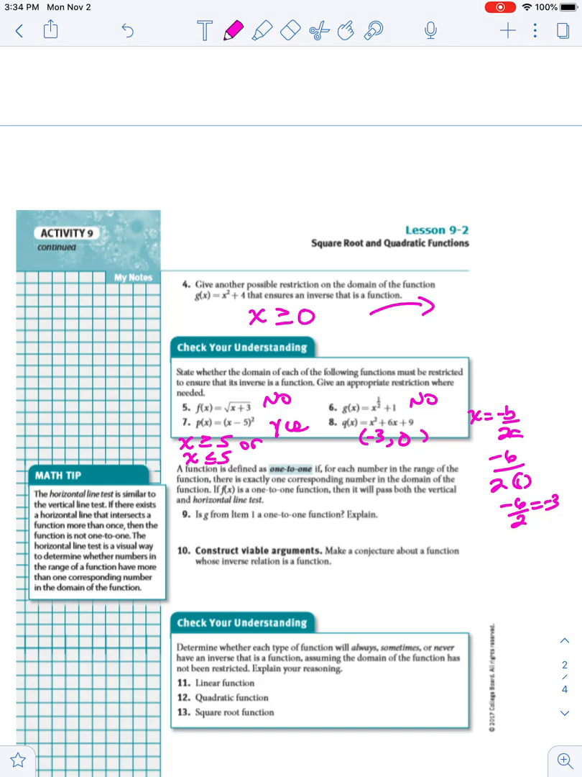This graph has been shifted to the left 3 units. And so all of our domain for our inverse function is going to have to be restricted to either greater than or equal to or less than or equal to negative 3. So either greater than or equal to negative 3 or less than or equal to negative 3, but not both.